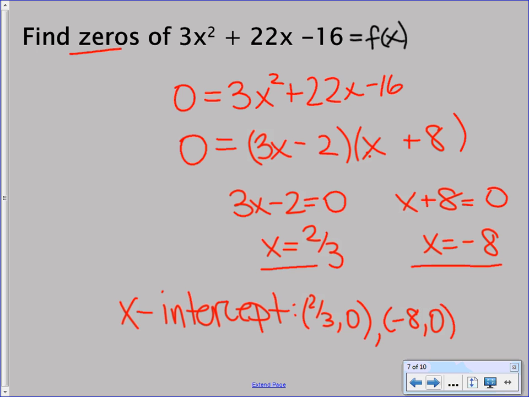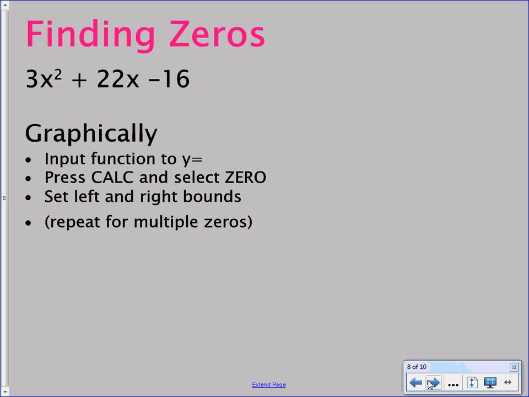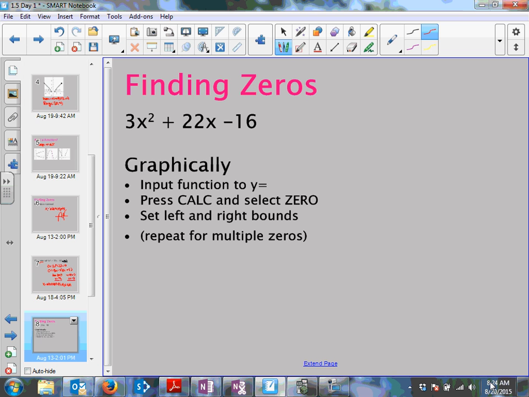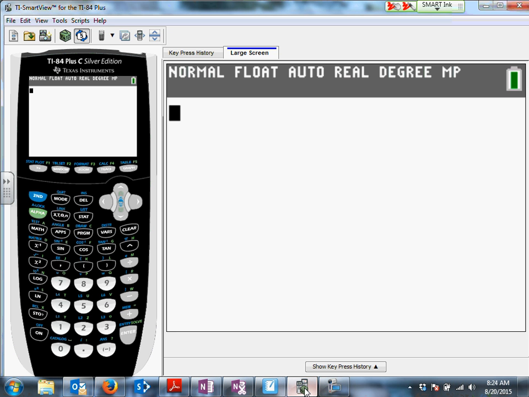All right, who wants to play with their calculator? Okay, if you have your graphing calculator, I thought there would be a little bit more excitement there. If you have your graphing calculator, we are going to do this same problem, but on our calculator.